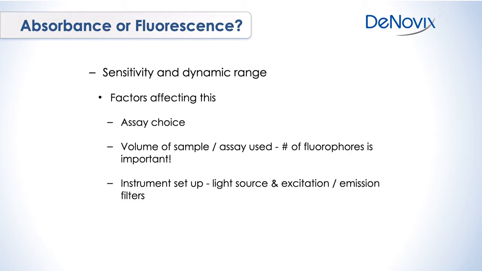So the number of fluorophores is really important. When we talk about absorbance, it doesn't matter how much of our sample we use. 1 microliter or 2 microliters or 3 microliters will always give us the same answer. With fluorescence it's different because it's really quantifying the number of molecules in that sample. So the number of fluorophores, the number of molecules is important. And when we talk about sensitivity as well, we have to think about our instrument setup. As we just saw, the light source, the excitation and the emission filters are all important factors when we're looking at sensitivity.